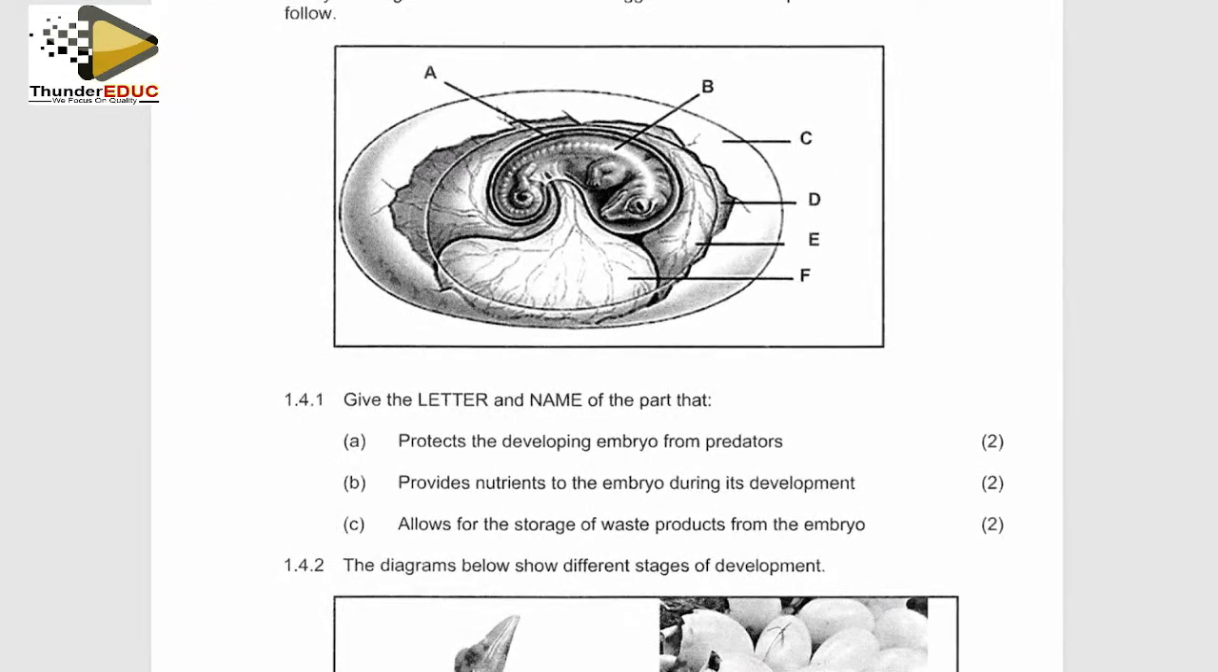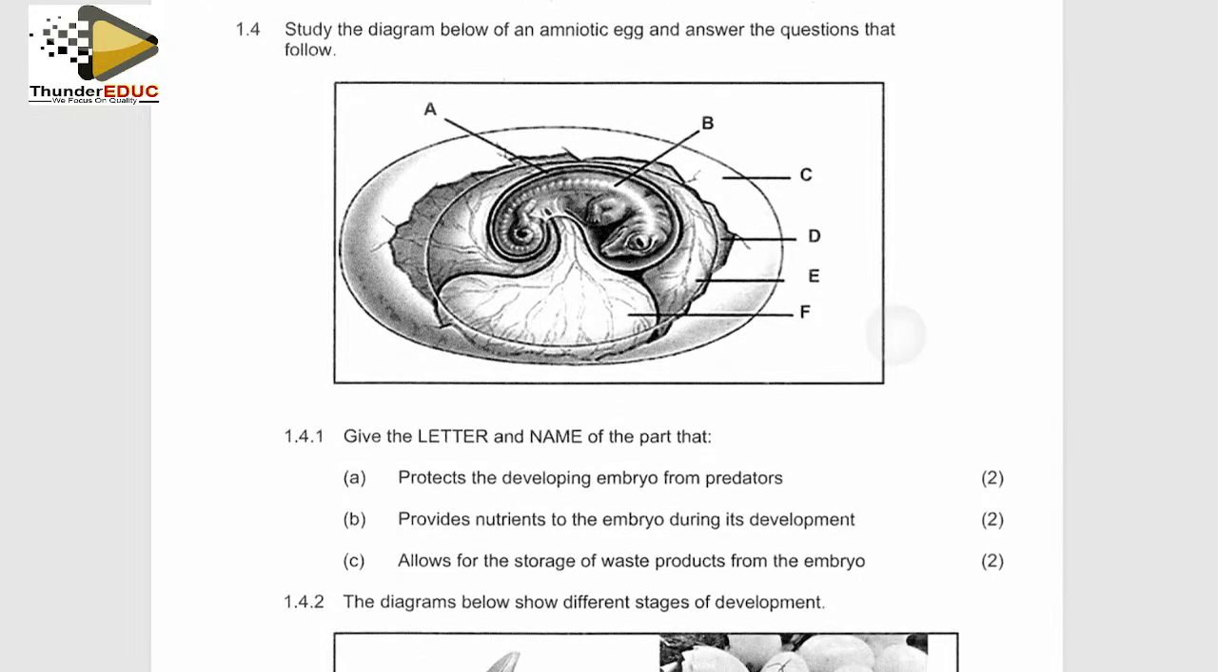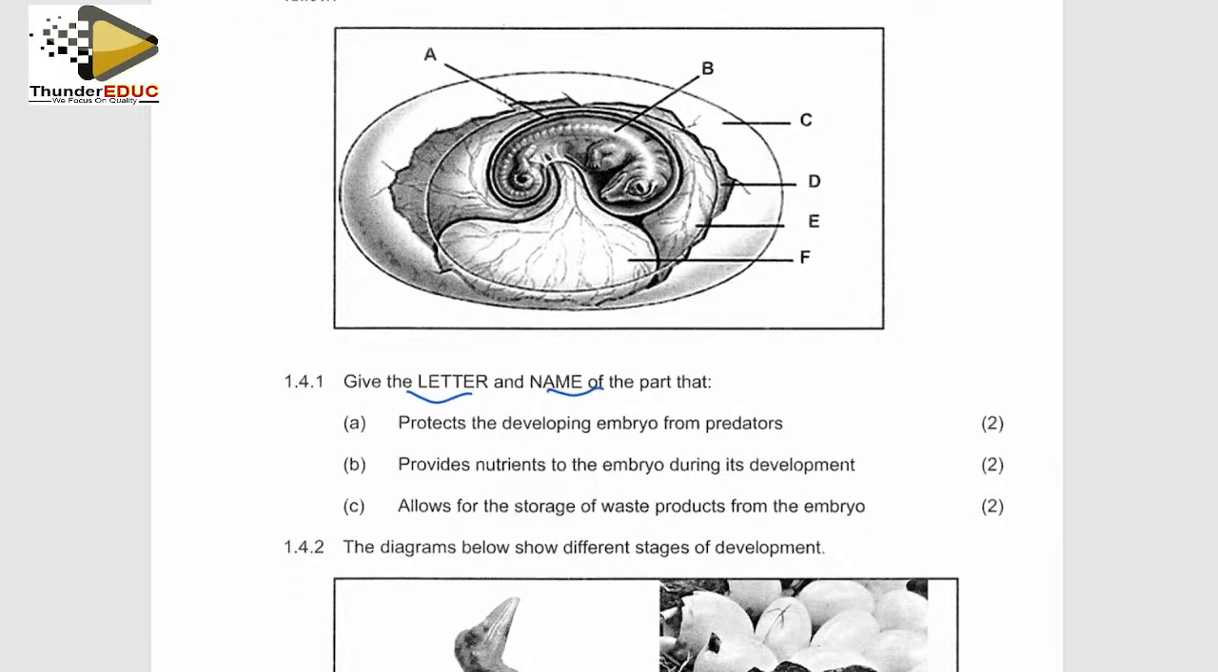It is from reproduction in vertebrates. They're saying label and name the part, the letter and the name. Protect the developing embryo. Obviously it is a shell, so that's mostly the correct answer. Then provides nutrients to the embryo during development. Provides, meaning that it brings the nutrients. So the most probable answer is the yolk sac, which comes from the yolk. That's the yolk inside, and then F becomes the yolk sac.